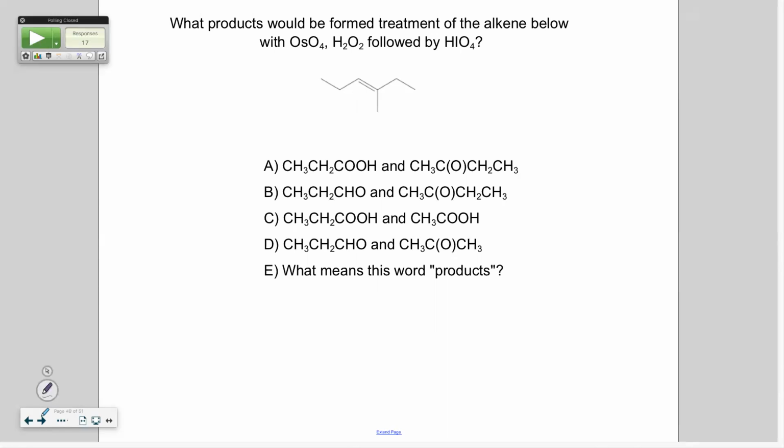Okay. What products would be formed from the treatment of the alkene below with OsO4, H2O2, followed by HIO4? So what do you get from this one?